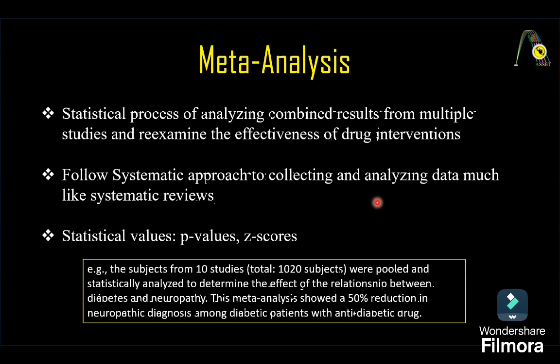So again, that's one thing that you should note, that the results from the meta-analysis may not reflect the results of the individual studies, which is often why it's also considered so significant.